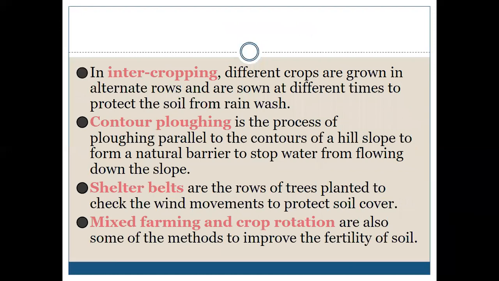Next is intercropping. Different crops are grown in alternate rows and are sown at different times to protect the soil from rainwash. Contour plowing is the process of plowing parallel to the contour of a hill slope to form a natural barrier to stop water from flowing down the slope. Next, shelter belts are rows of trees planted to check the wind movement to protect the soil cover. Last but not least, mixed farming and crop rotation are also some of the methods to improve fertility of soil.